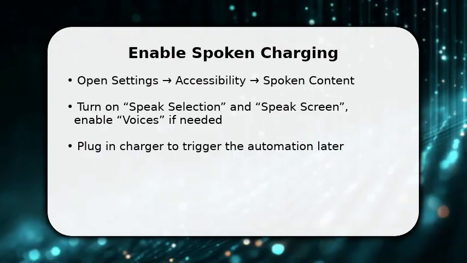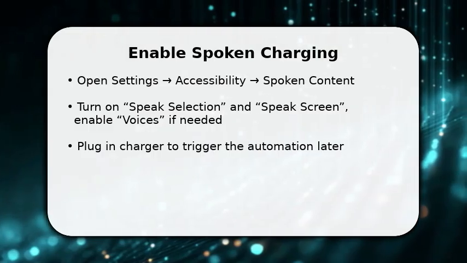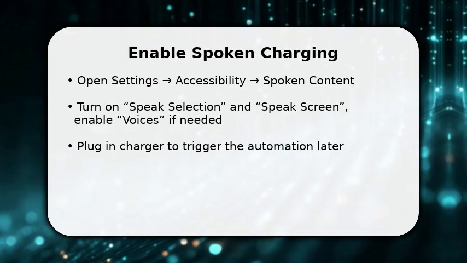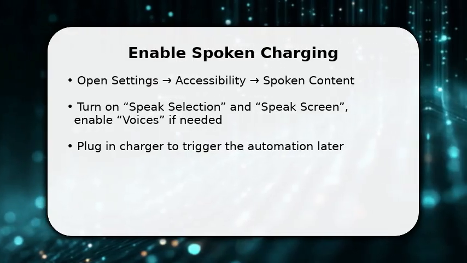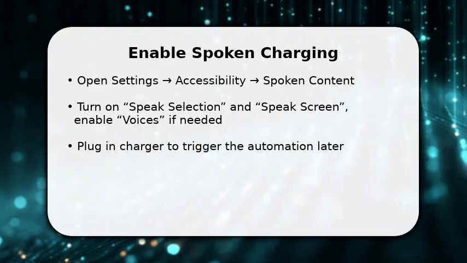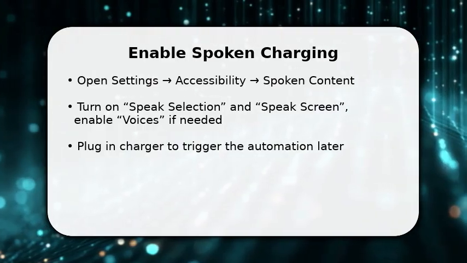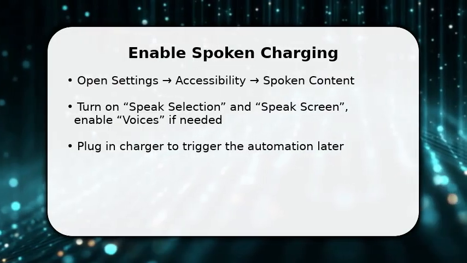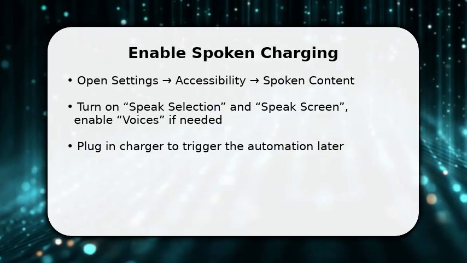You're starting by enabling the accessibility features that let iPhone talk. This creates the engine we'll trigger automatically. First, open Settings and go to Accessibility, then Spoken Content. Turn on Speak Selection and Speak Screen so the system can vocalize text. Once done, check Voices and download a preferred voice for clearer output.